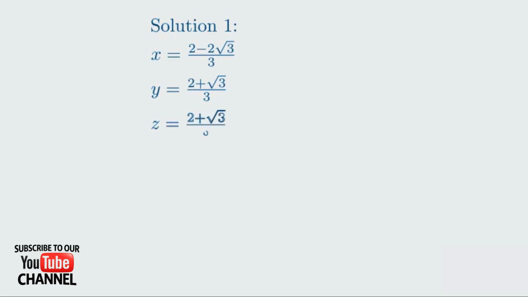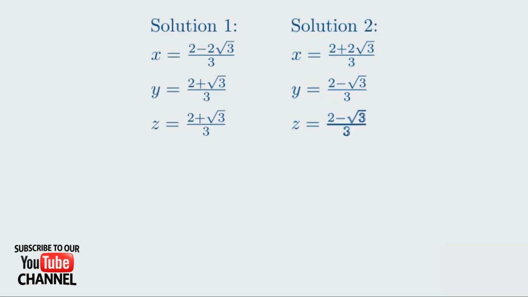So, we've found two sets of solutions by assuming y equals z. Let's list them. Our first solution is x equals 2 minus 2 root 3 over 3, and y and z are both 2 plus root 3 over 3. Our second solution is x equals 2 plus 2 root 3 over 3, and y and z are both 2 minus root 3 over 3. But what if y is not equal to z?